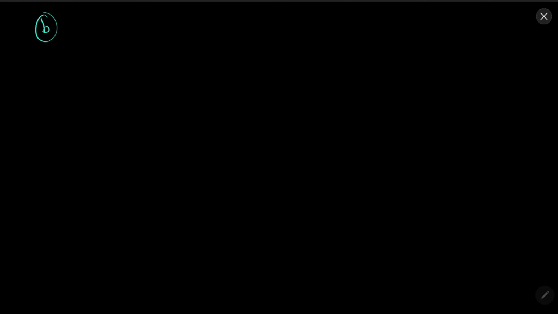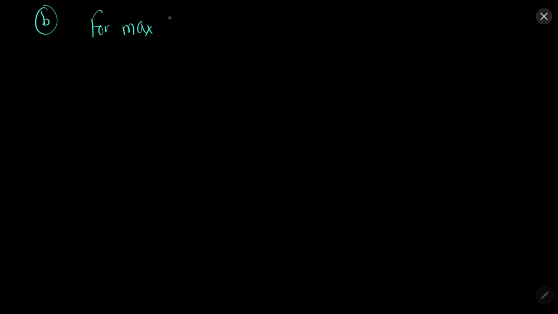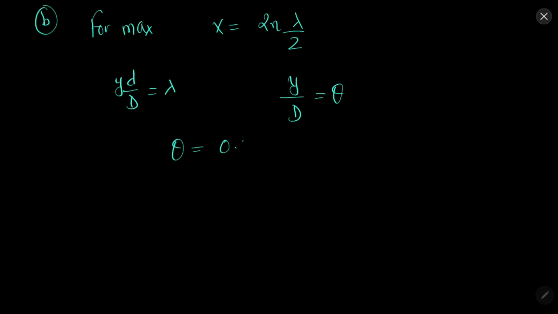B part. For maxima, path difference will be 2n lambda by 2. So this means yd over D equals lambda. So y over D is theta. Theta will come out to be 0.275 radian or 16 degrees.